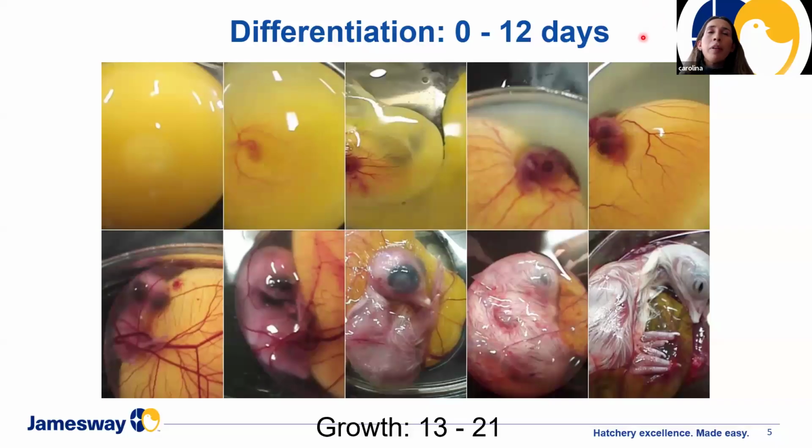One thing we should keep in mind is that we can split the incubation period into two periods. One is cell differentiation, which occurs between day 0 to 12. The other is growth, the process where all the cells that are already designated as different systems and organs, such as the digestive system and cardiovascular system, start growing. So we gain size, and this occurs between days 13 and 21.